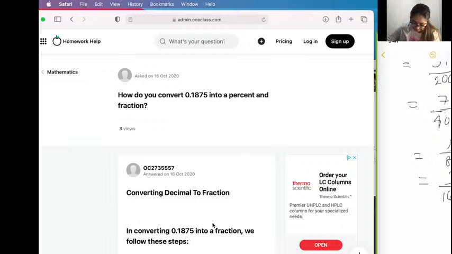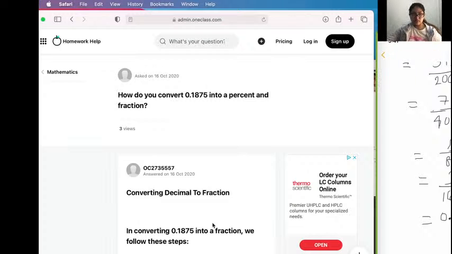So this is the simplest fraction for 0.1875.